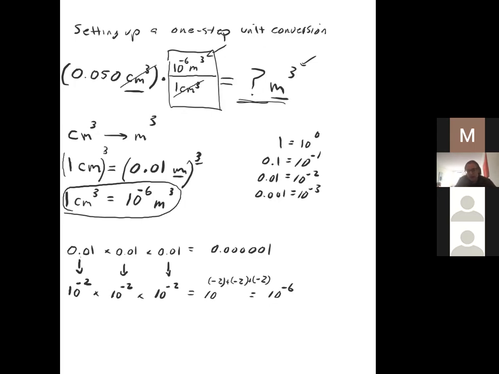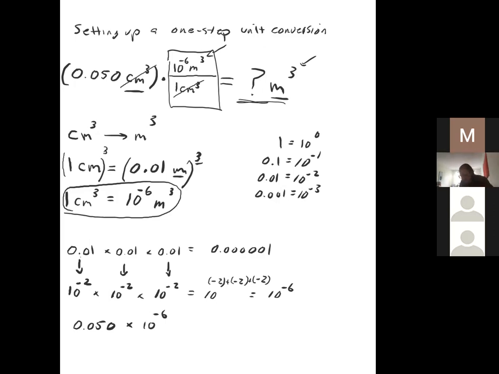So the actual number, if you wanted to calculate it, you would take 0.050 and multiply that by 10 to the minus 6. So how do we do that? Well, you could just write it that way. That's not a very standard notation, but it's the actual value. It's okay to write it that way.